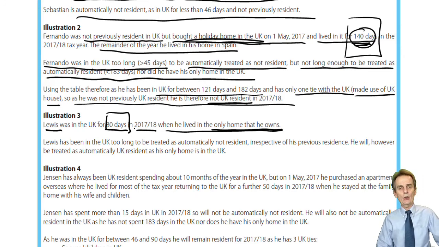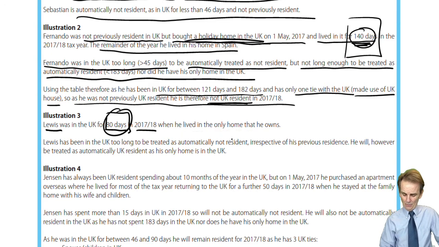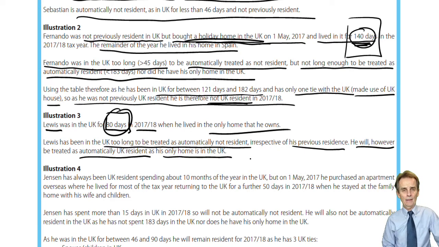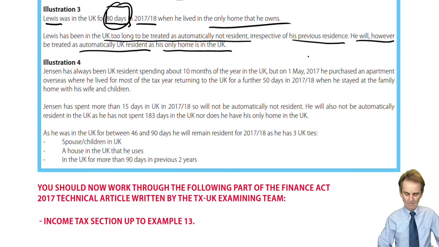Do we rank as automatically UK resident? Well, not based on 80 days, because he's not in the UK for 183 days or more, but that is the critical information here. His only home is in the UK. So Lewis has been in the UK too long to be treated as automatically not resident, irrespective of his previous residence there. He will, however, be treated as automatically UK resident as his only home is the UK. That's the criteria. Not based on the number of days, 80 is not at least 183, but based on the fact that his only home is in the UK.